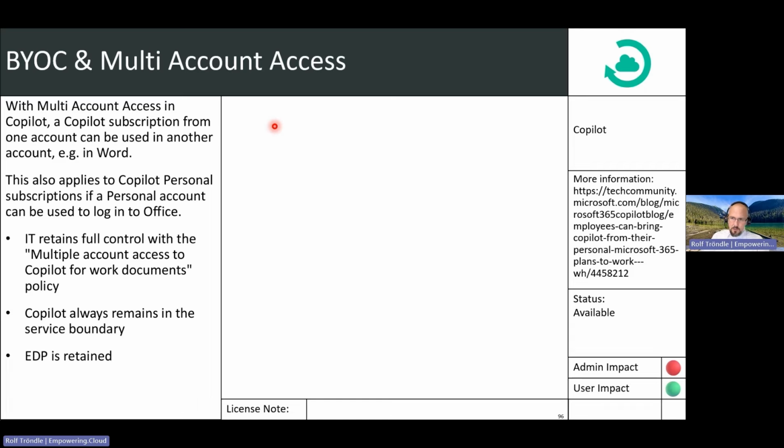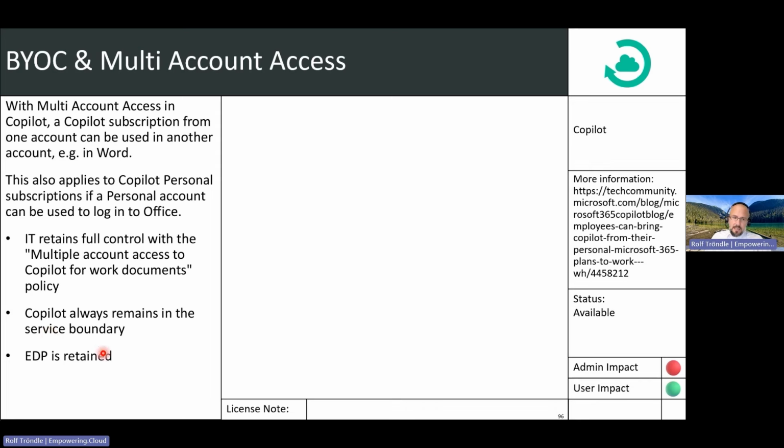As far as I know, there are policies to turn off consumer accounts for your clients, and they log in using their personal subscription into Word. They can use their personal Copilot on your work document, but you can relax anyway, because Copilot always remains in the service boundary. So it won't be Copilot consumer. This document won't be transferred to a Copilot consumer environment where other data protection laws apply.